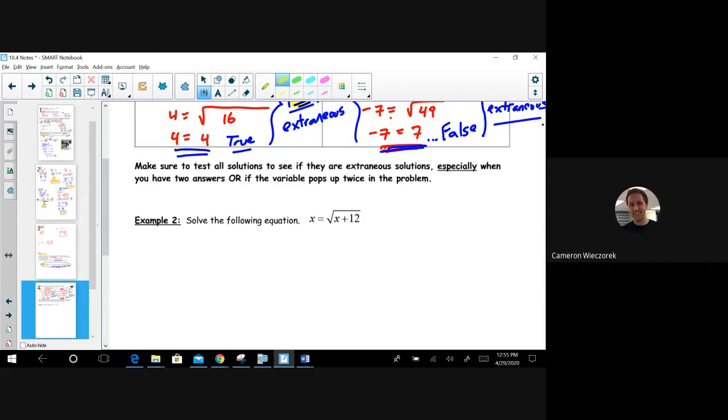All right, before we do another one, I'm going to highlight this. This is real important. Make sure that you test your solutions to see whether or not they're extraneous. We've already seen the case I told you earlier where the square root equals a negative. That immediately cues you in that you have no solution. But when you're solving these quadratic ones, you're going to get 2 answers, or you're going to notice the variable pops up twice in the problem, once on each side. If either of those things happens, you're going to want to make sure that you check the problem for extraneous solutions. That's going to happen whenever the variable shows up once on each side.